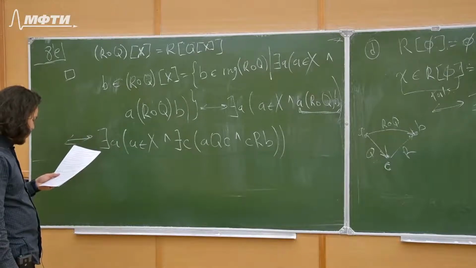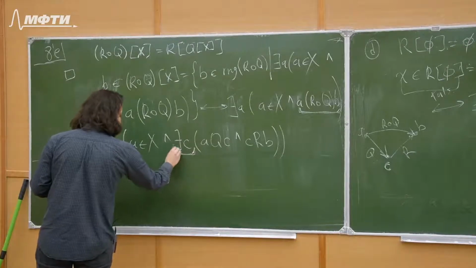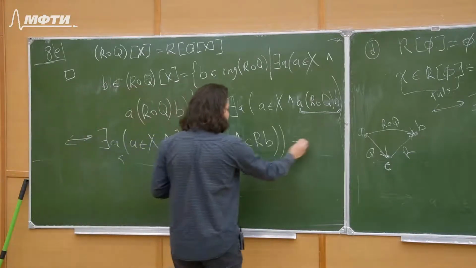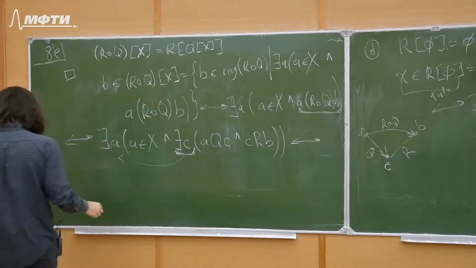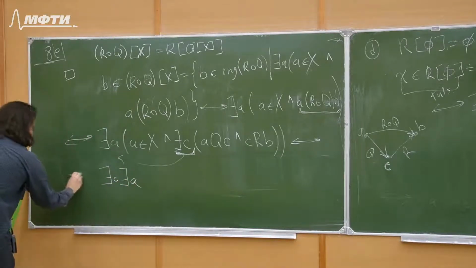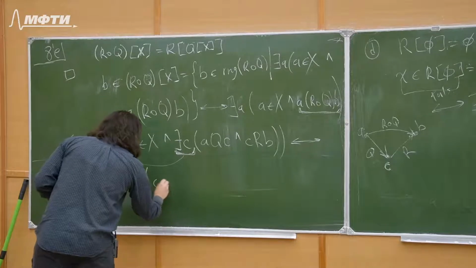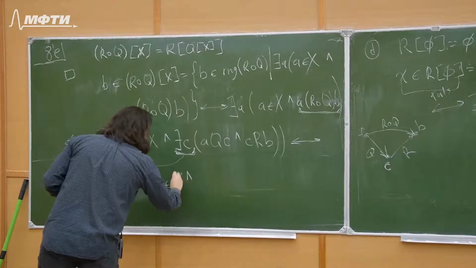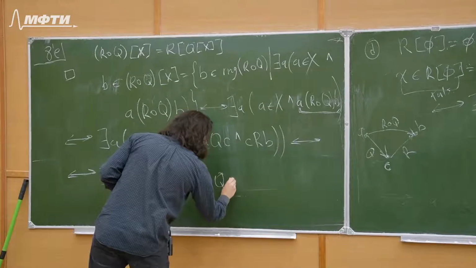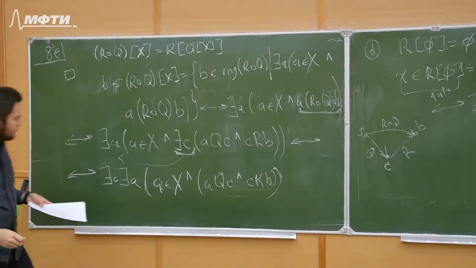Now, what do we need to do here? We can take this quantifier out, and so we obtain that this is true if and only if there exists some C and there exists some A such that A belongs to X, and A Q C, and C R B.